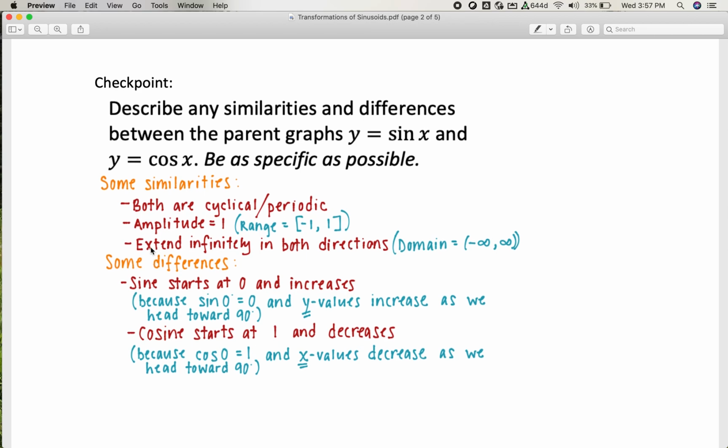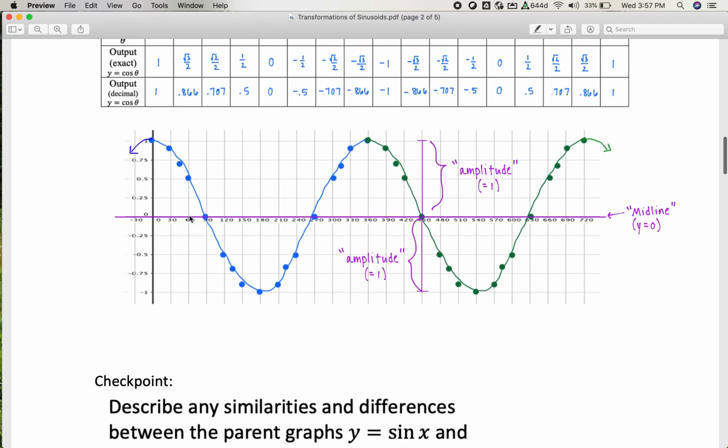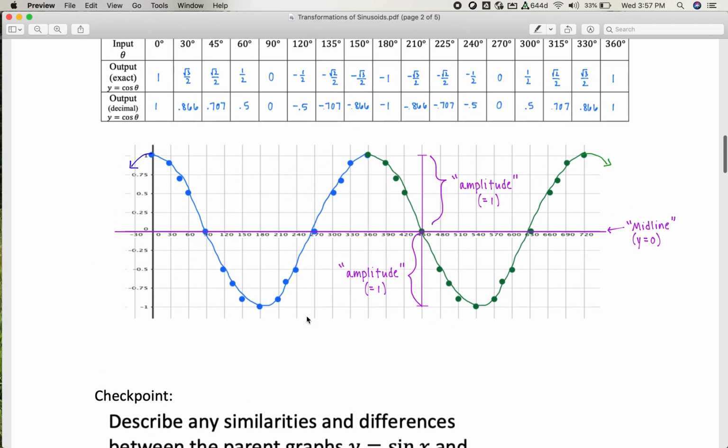If I were to ask you to describe any similarities and differences between the parent graphs of y equals sine of x and y equals cosine of x, let's see what we can come up with. Okay, so starting with some similarities, and I'm going to scroll back to the graph here as we talk about these. We could describe both graphs as cyclical or periodic. They're graphs that do something and then they just keep repeating that same behavior forever and ever over time.